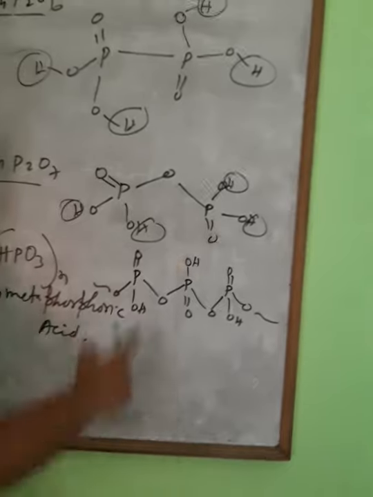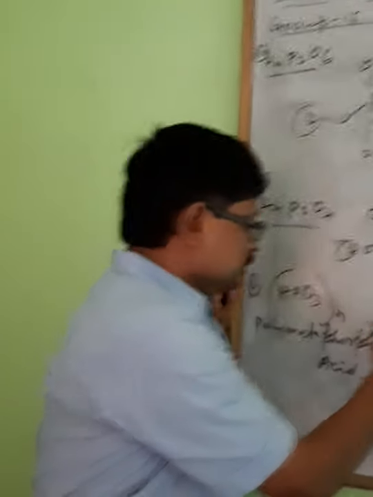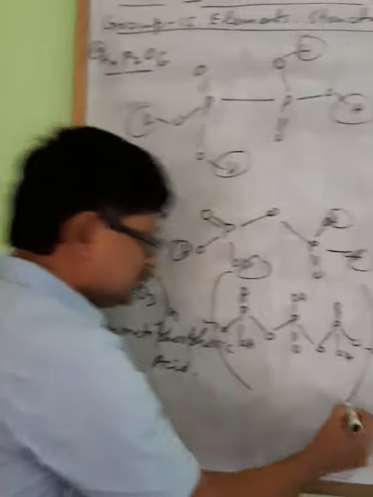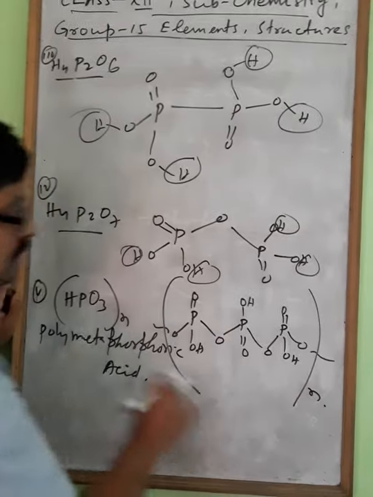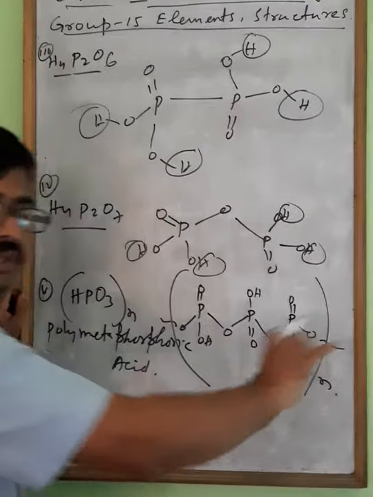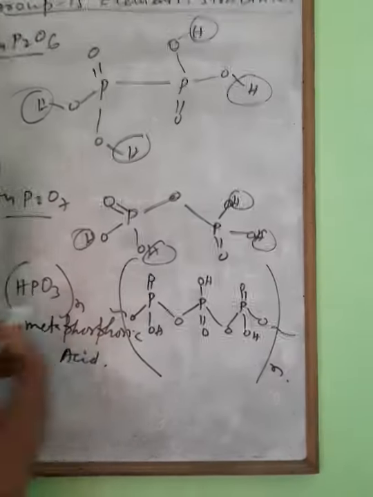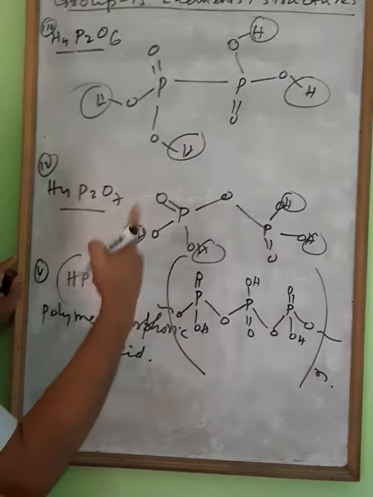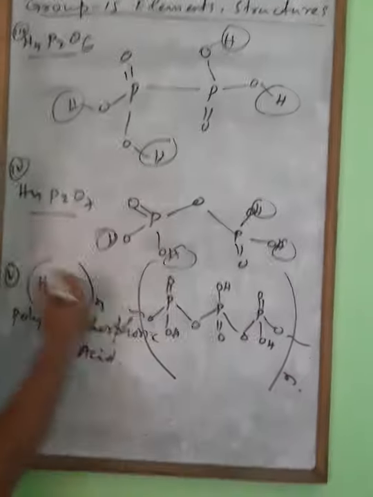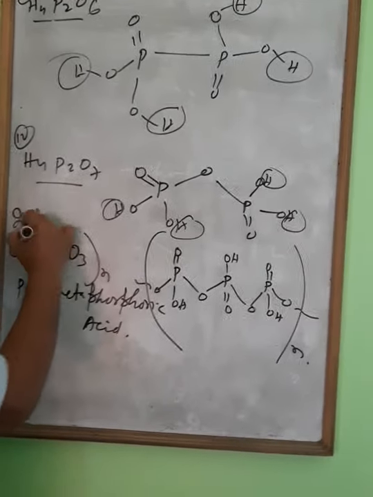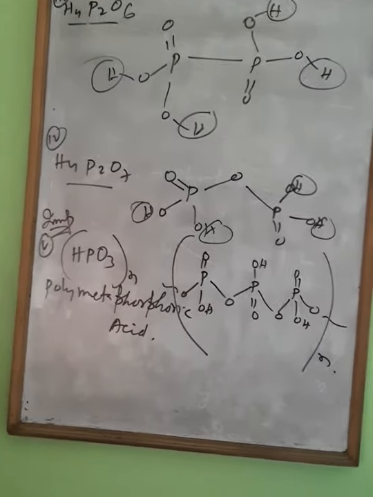Right? So each phosphorus covalency, how much? 5. And put a bracket here. It means what? Whole n. More n means what? So many. So it will continue. Here also it continues. Okay. So this is polymetaphosphoric acid. Very, very important, this one. Okay, now the last one.